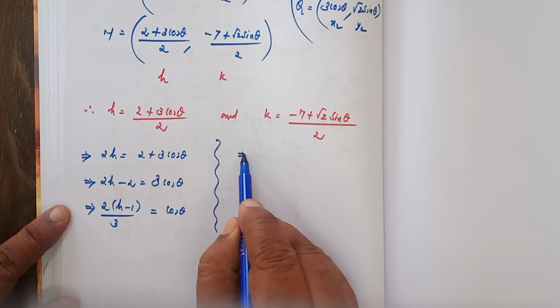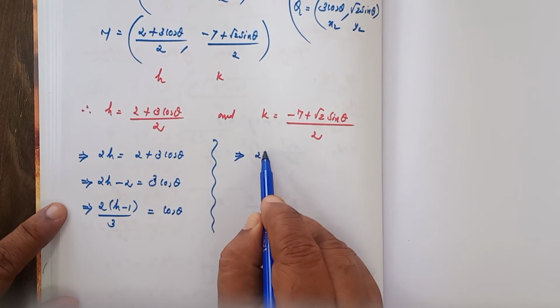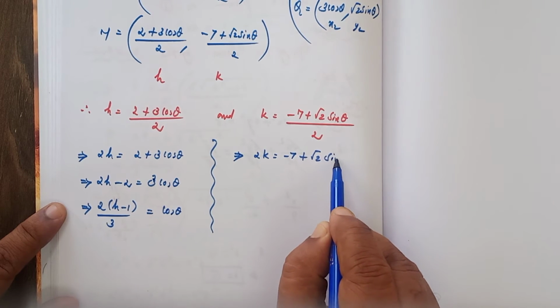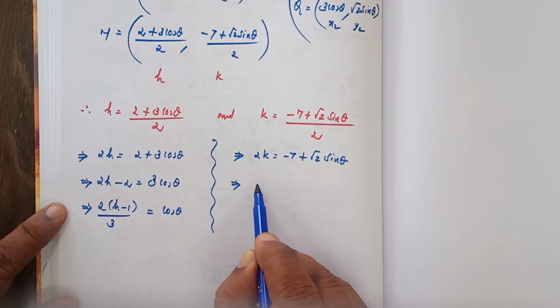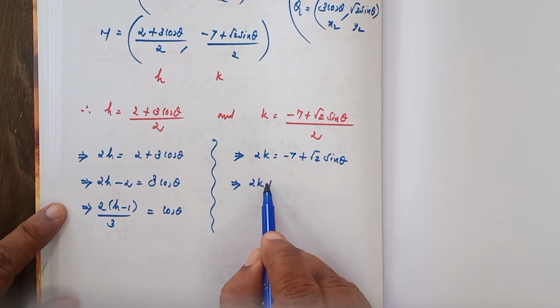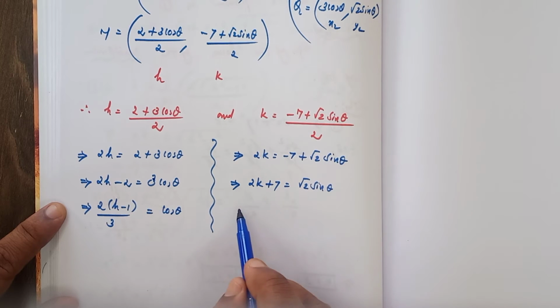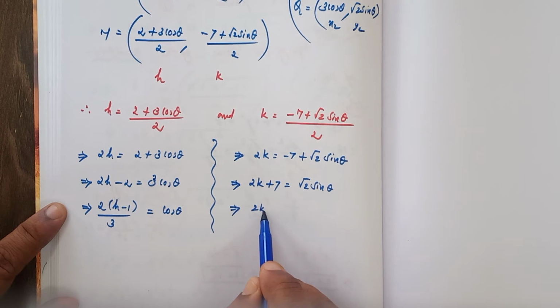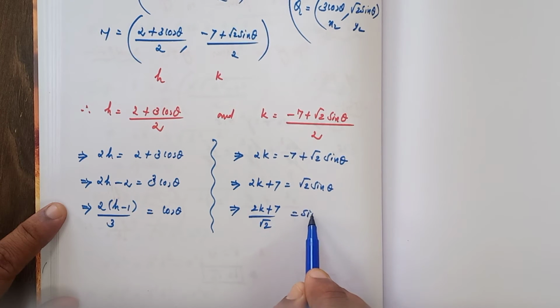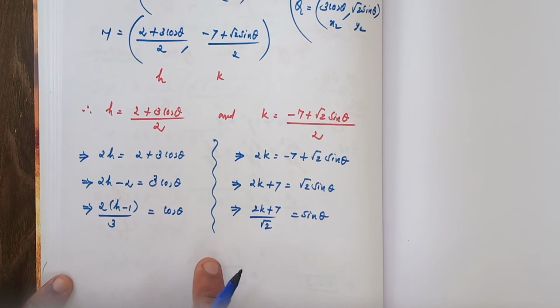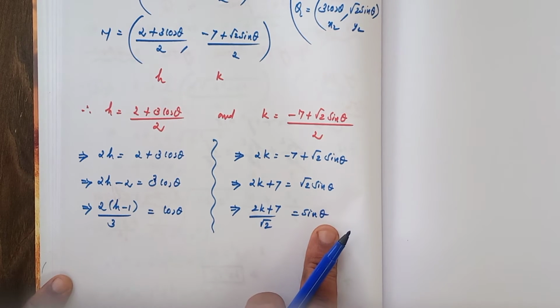Here we have to cross multiply 2 into k, 2k, that is equal to minus 7 plus root 2 into sin theta, which implies 2k, 7 comes to the left hand side, plus 7, that is equal to root 2 into sin theta, which implies (2k plus 7) divided by root 2 is equal to sin theta. So from these two equations we have got the cos theta value and the sin theta value.